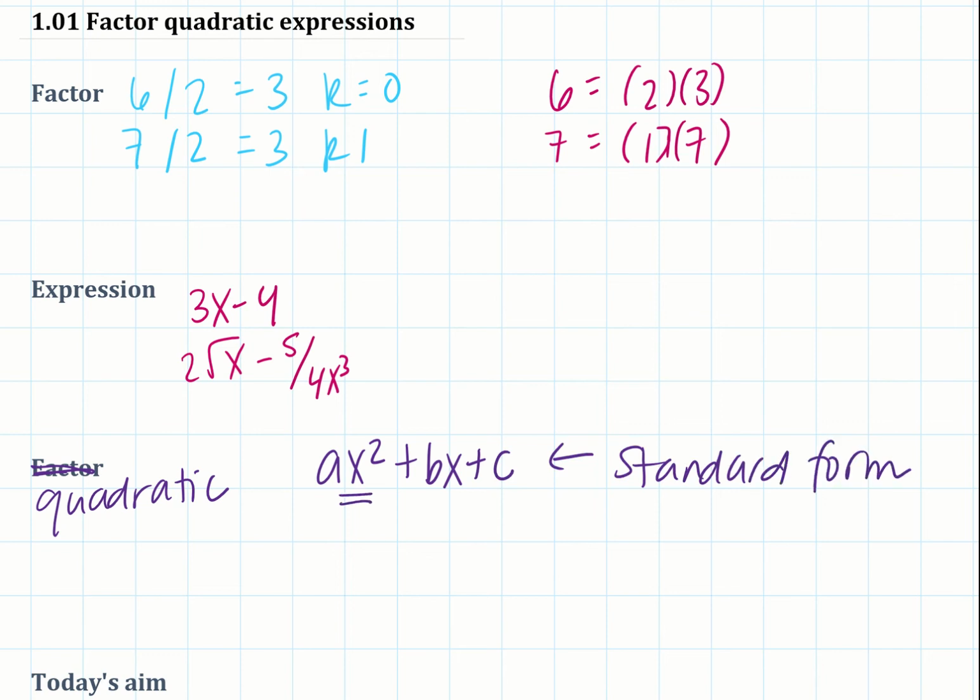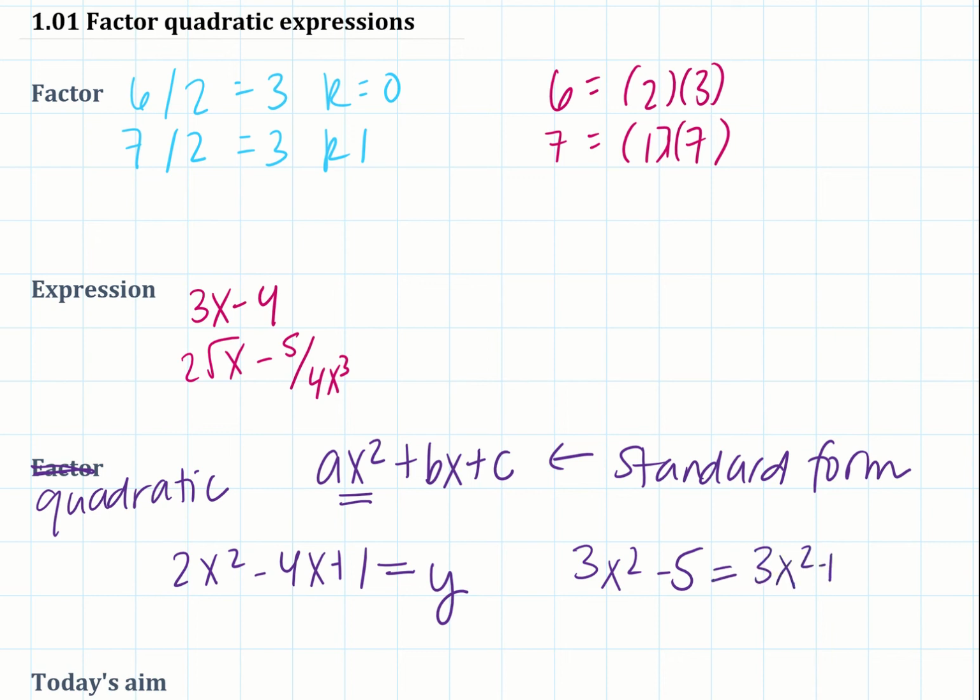You'll notice that it's got an x squared term in it, and then it doesn't have other stuff like square roots and fractions and things like that. So for example, 2x squared minus 4x plus 1, that's a quadratic expression. 2x squared minus 4x plus 1 is y, that's a quadratic function. And in fact, 3x squared minus 5 is also a quadratic expression because that's the same thing as 3x squared plus 0x minus 5. It can be written in this standard form.